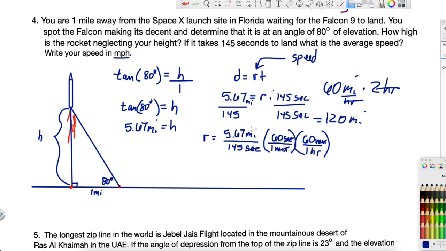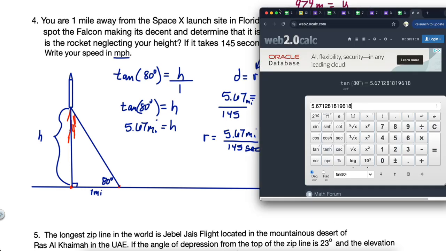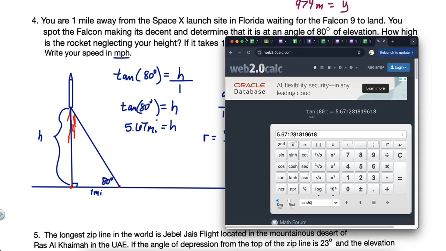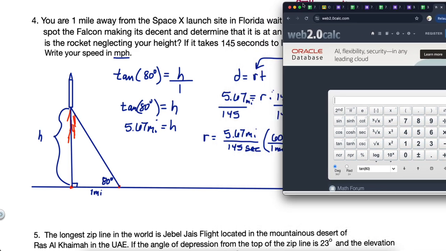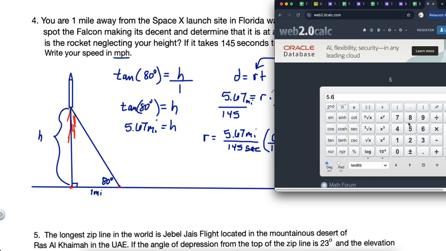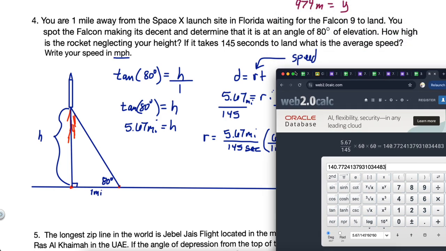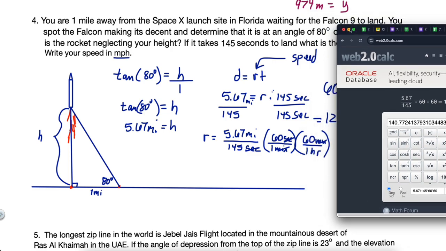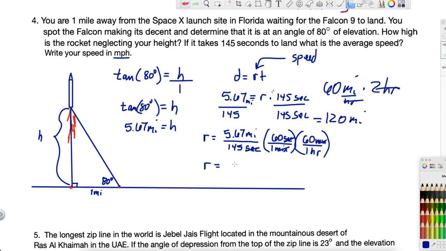So now I've got 5.67 divided by 145 times 60 times 60. And that is going to give us the average speed. Okay, so we've got 5.67 divided by 145 times 60 times 60 equals 140.77. Let's just round it, 141. So our average speed is 141 miles per hour. I'm going to say mph, miles per hour.